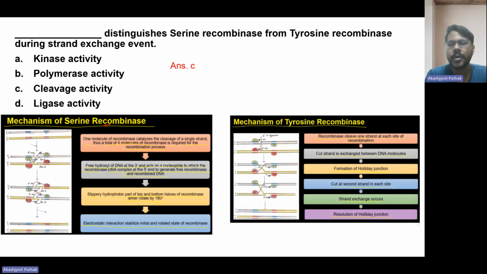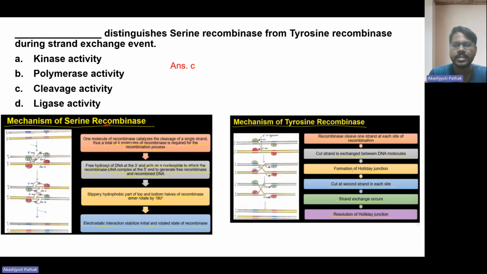So at each site of recombination, it is creating only a single break. It is only causing a single cut, and this cut strand is exchanged between the DNA molecules. So there's two strands which were cut: the upper strand of the upper DNA molecule and the upper strand of the lower DNA molecule. These are getting exchanged through the formation of Holliday junction.